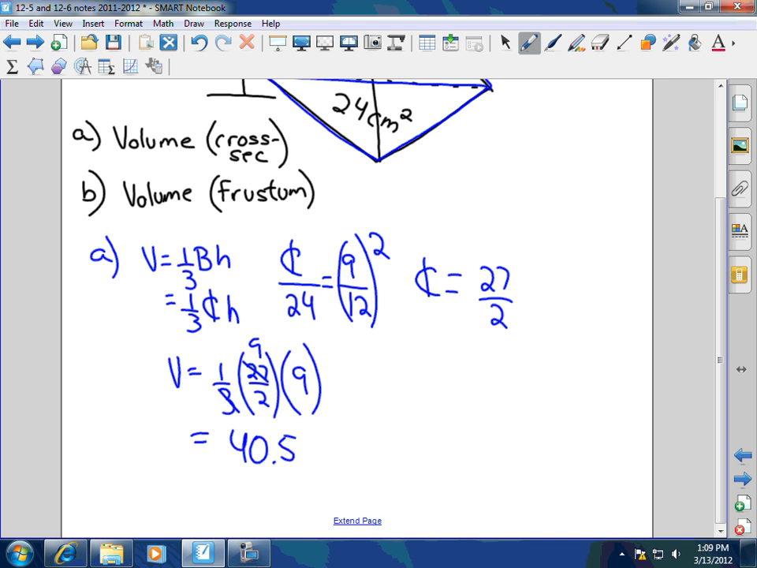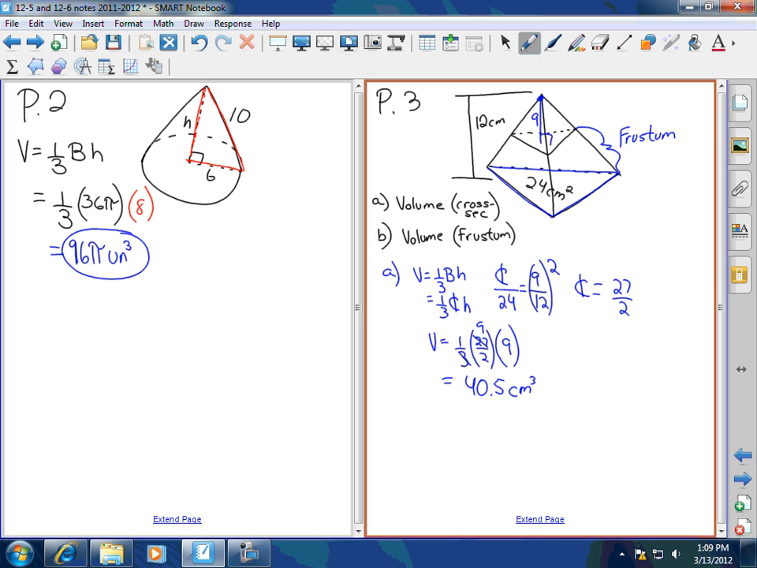So 40.5 cubic centimeters. Yeah. That's just part A. Does everyone see that? Now, part B, I want the volume of the frustum. Well, first let's find the volume of the whole entire thing. What is the volume of the whole entire thing? 1/3 times base area times a height of 12 goes to 8. So that's 96 centimeters cubed.